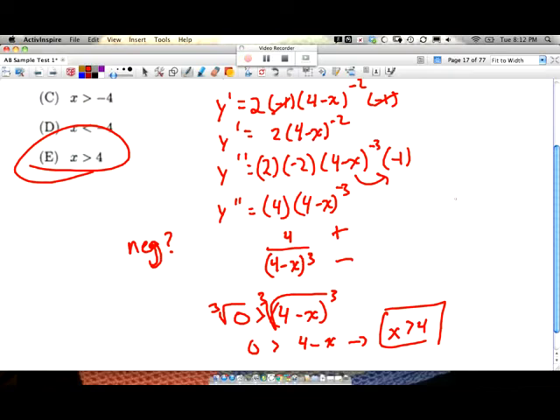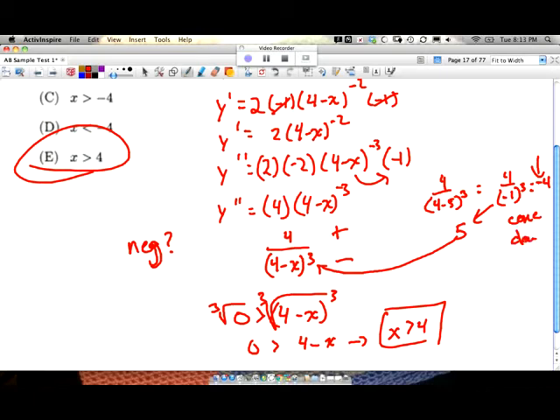Just to test it, let's see what would happen. Let's say I plugged in the number 5, which is greater than 4, this should be negative. So if I plug this in right into there, that would give me 4 over 4 minus 5 cubed, which is really 4 over negative 1 cubed, which is really negative 4. Hey, it's negative. It's concave down. We got it. Next.